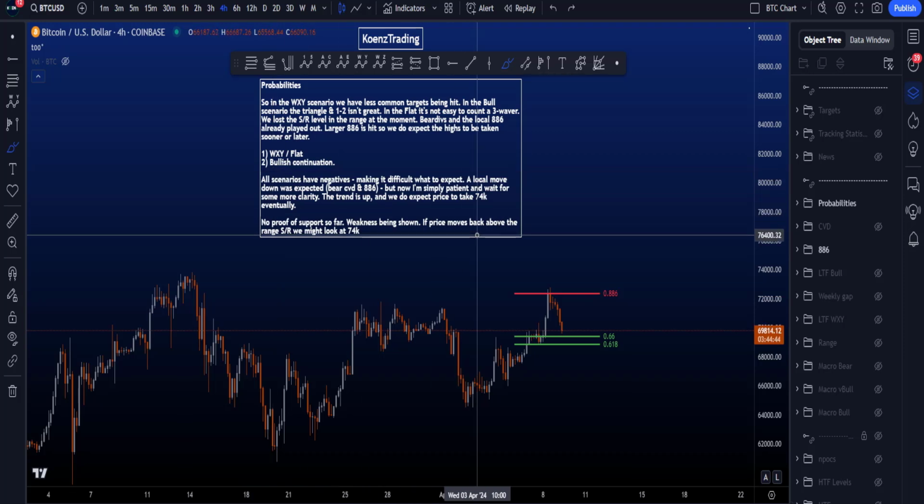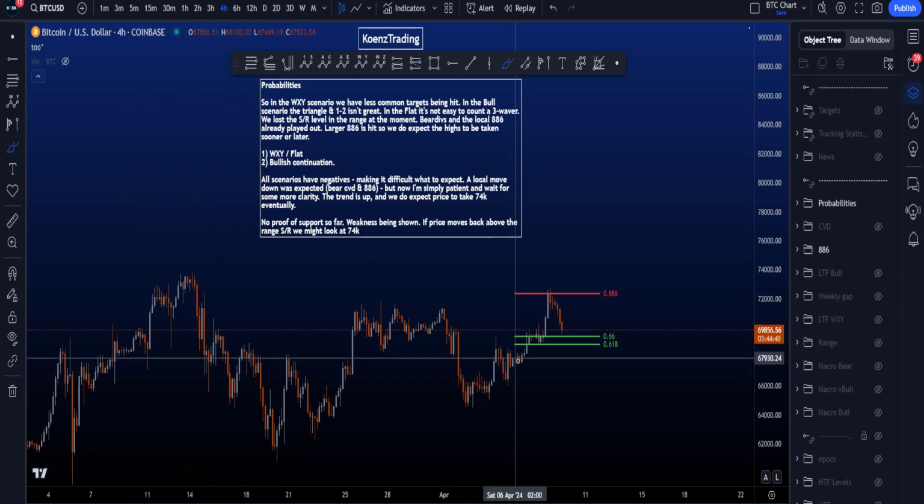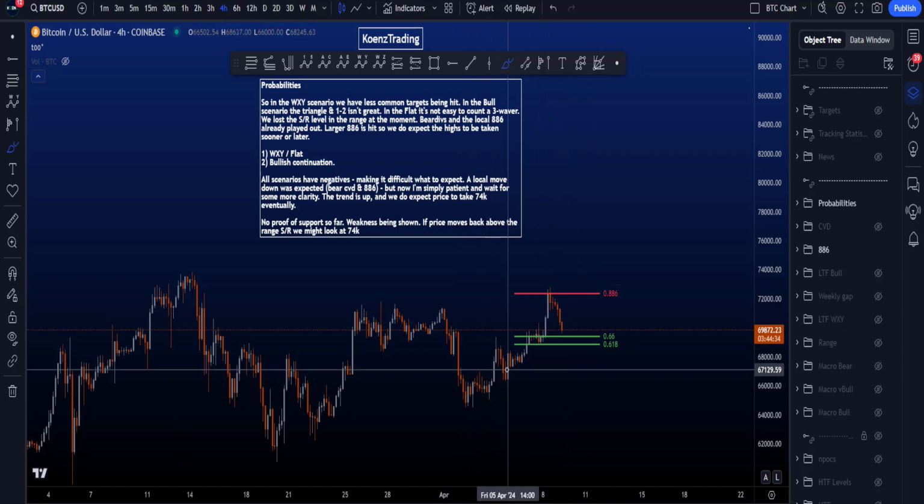On the weekly, it's very easy, right? We still expect higher prices to come. But in the range, price is not making it easy because of the less common targets that are being hit and structures that are not ideal.